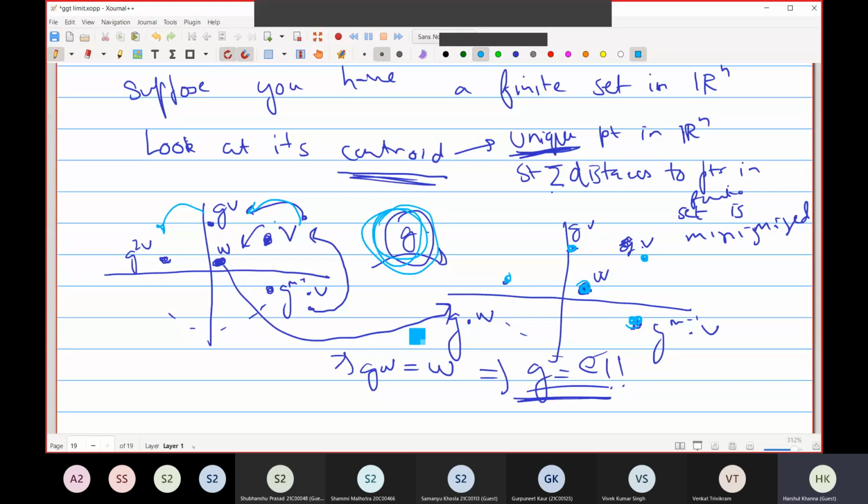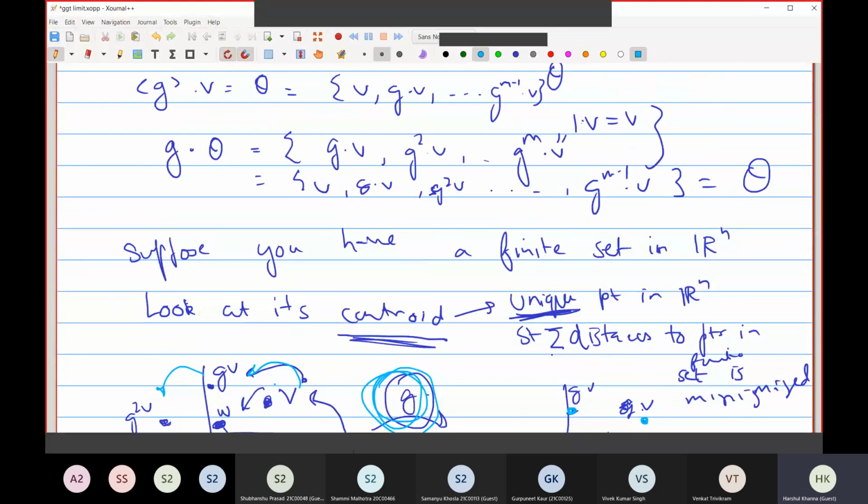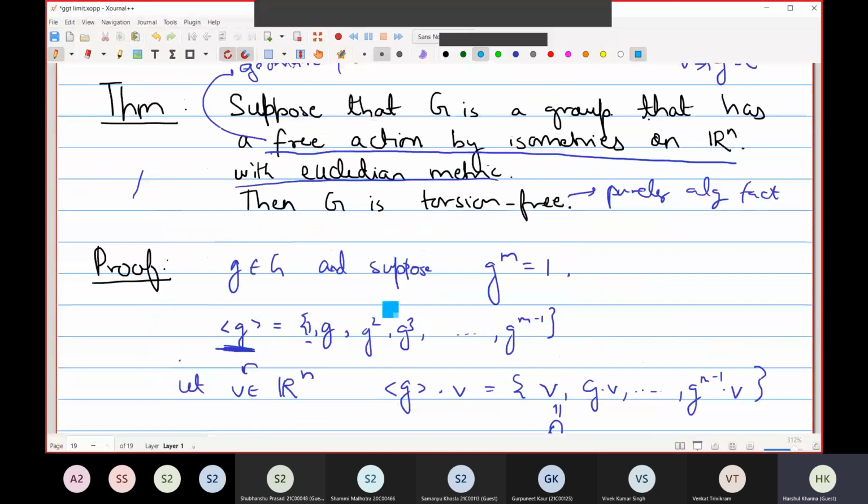That, just a second, that if G is a group that has a free action, so we use free. We have used this fact. It's an action by isometries on Rn that we have used. So we have extracted a purely algebraic fact about our group G using only the properties of your action. So does anyone have any doubts in this proof?